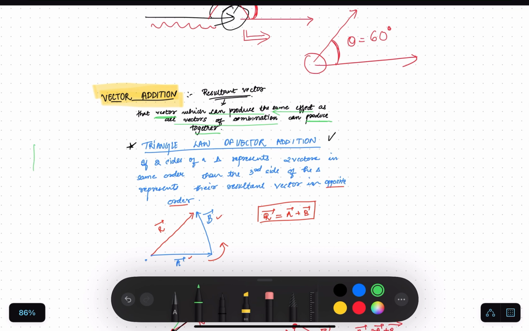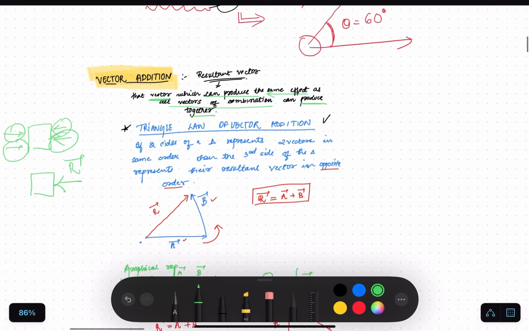Means if there's a box and I'm putting four forces on it, whatever effect these four forces are going to produce, my resultant vector will individually produce the same effect. So this is a resultant vector, and by vector addition we are always going to find a resultant vector of two or more vectors. Okay, now as I said, vectors don't follow the normal basic mathematical algebraic rules. So we have vector algebra different from mathematical algebra, and we also have different laws for vector algebra.